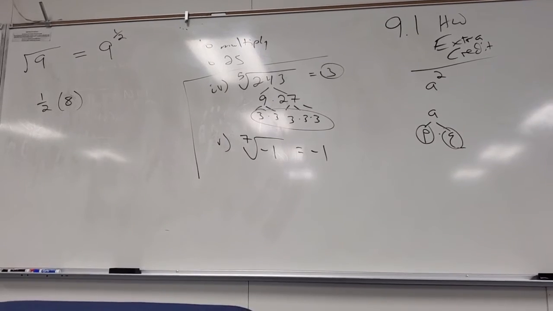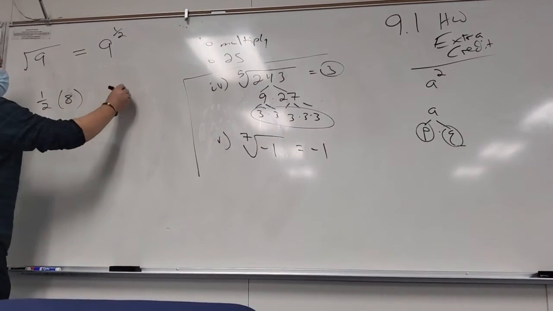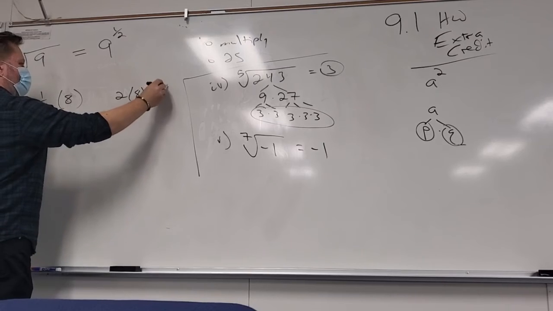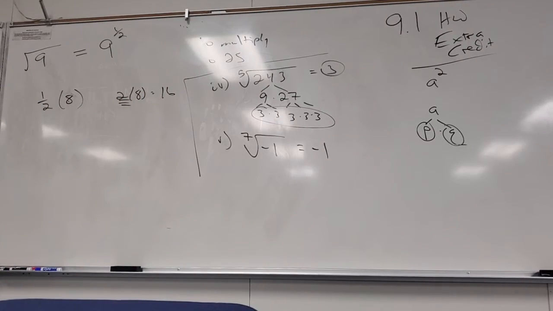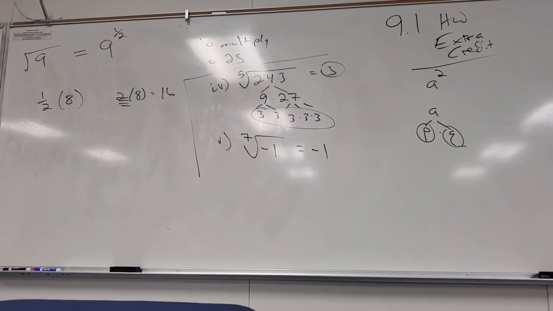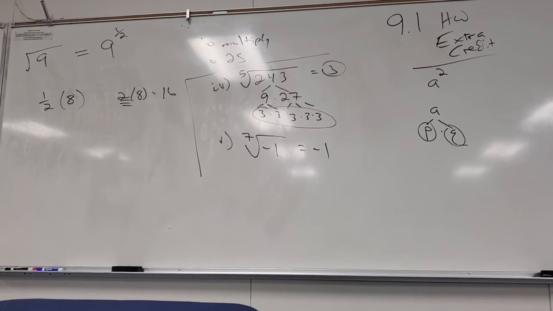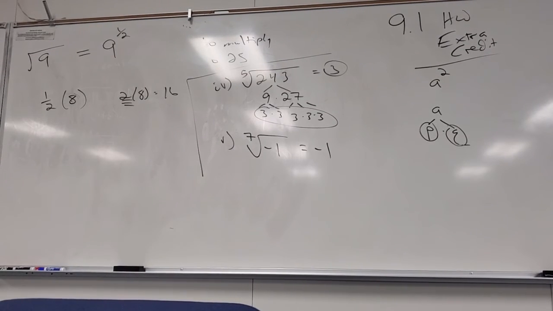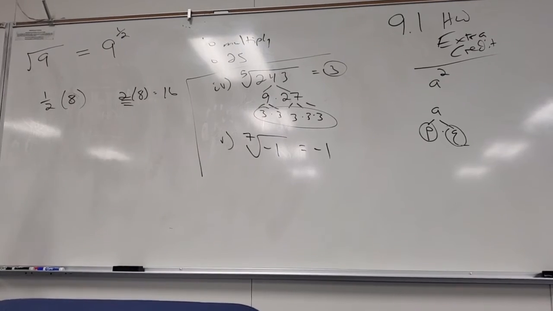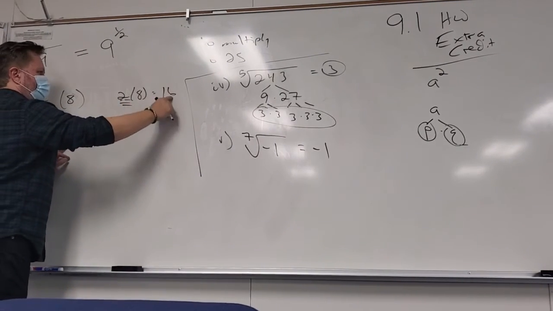What are coefficients? Again, what do coefficients mean? What's 2 times 8? 16. Definition of coefficient. What's the definition of multiplication? What's the most basic definition of multiplication? Repeated addition. Yes? So this means 2 8s make 16, right?